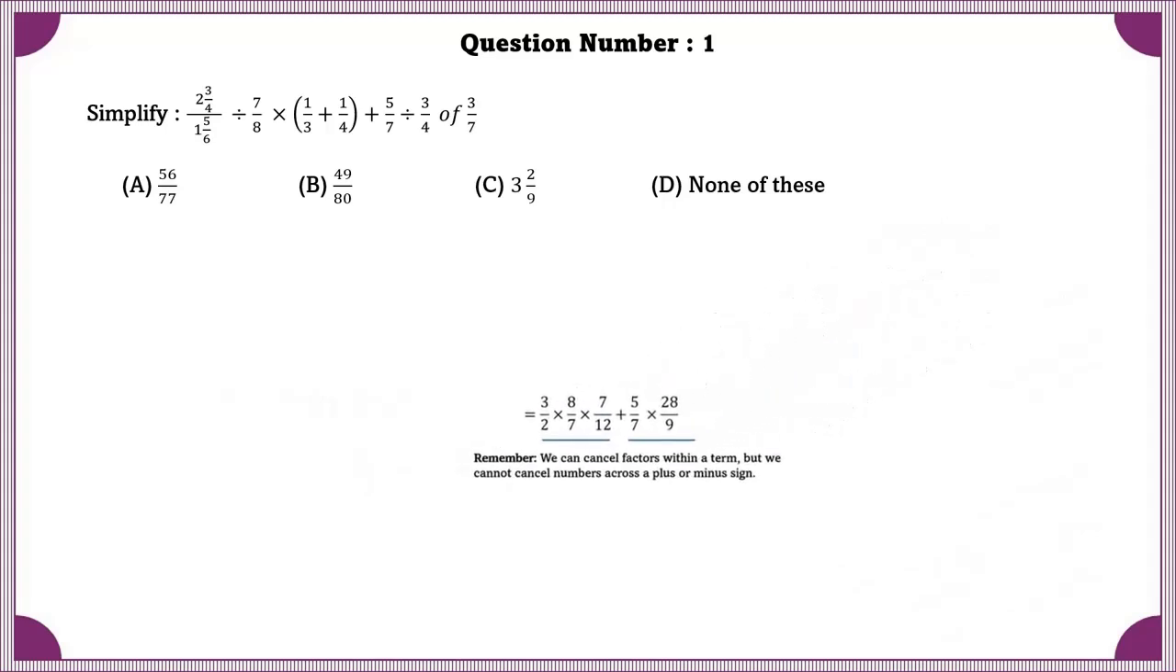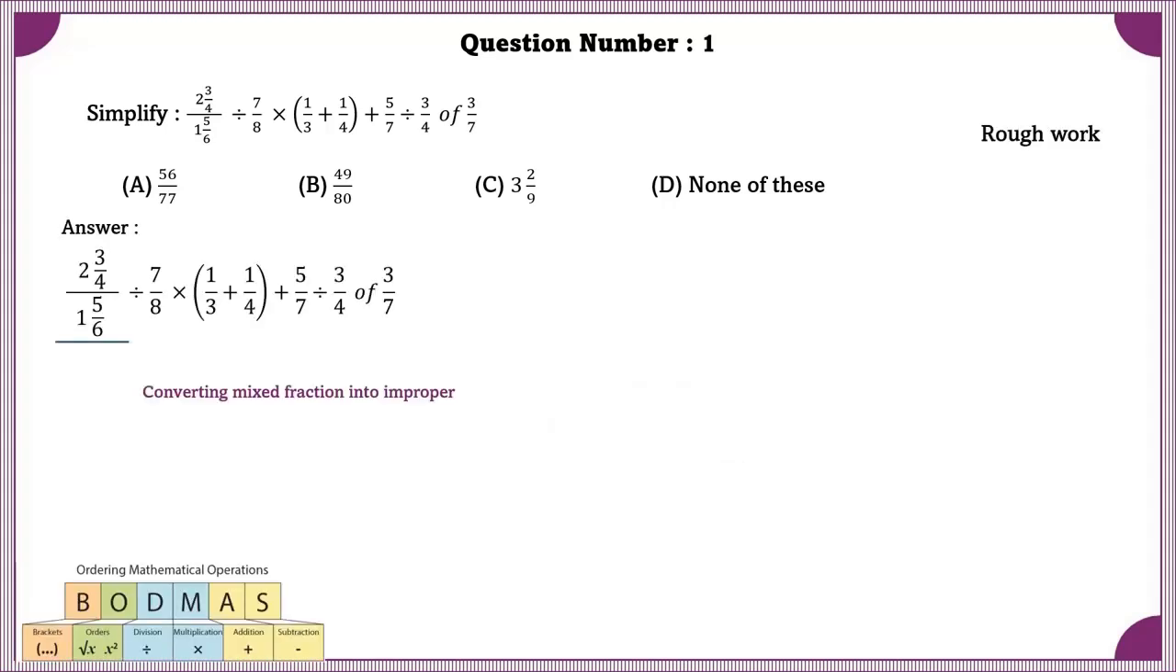Now, let's put this idea into practice and simplify an expression together. First, let us convert the mixed fractions into improper fractions. 4 2s are 8, plus 3, which will be 11, and since the denominator is 4, it will be 11 by 4. Then 1 into 6 is 6, 6 plus 5 is 11. Therefore, the fraction will be 11 by 6. On simplifying, we get 3 by 2.